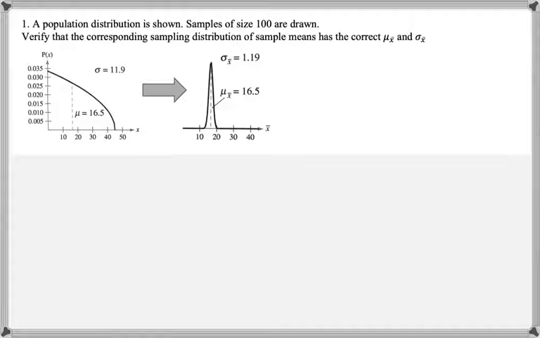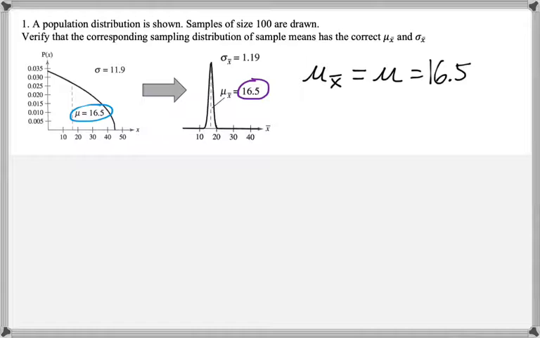A population distribution is shown. Samples of size 100 are drawn. Verify that the corresponding sampling distribution of sample means has the correct mu x bar and sigma x bar. So mu x bar is equal to mu, which we know is 16.5. And this matches what they got for the sampling distribution. So those match.